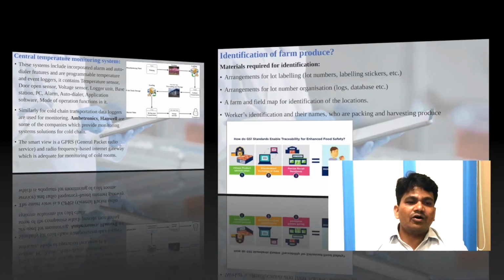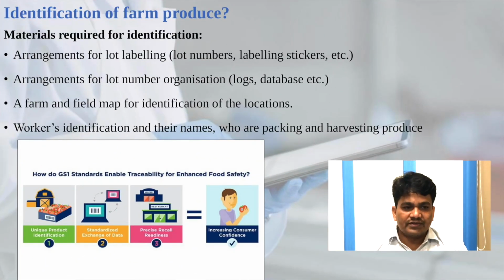Now let us see how we identify the farm produce, right? For the material required for identification, we can have arrangements for lot labeling that contains lot numbers, labeling stickers, etc. Arrangements for the lot number organization, that may be logs, database, etc. A farm field map for identification of locations.